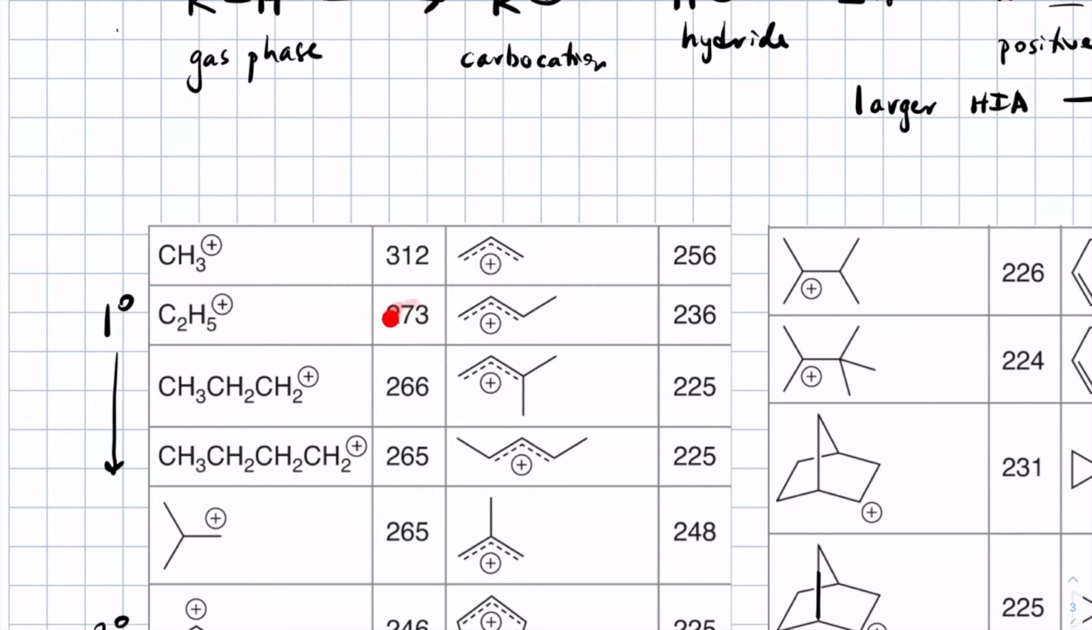For ethyl, you start out at 273. Then if you add another methyl group on the other side, or if you add a methylene group in between the carbocation and the methyl group, you go down by about 7 kilocalories per mole. And then if you go from propyl to butyl, there's not as much of a change. So it appears that adding nearby carbons tends to stabilize even a primary carbocation. And this effect is what's known as self-solvation.